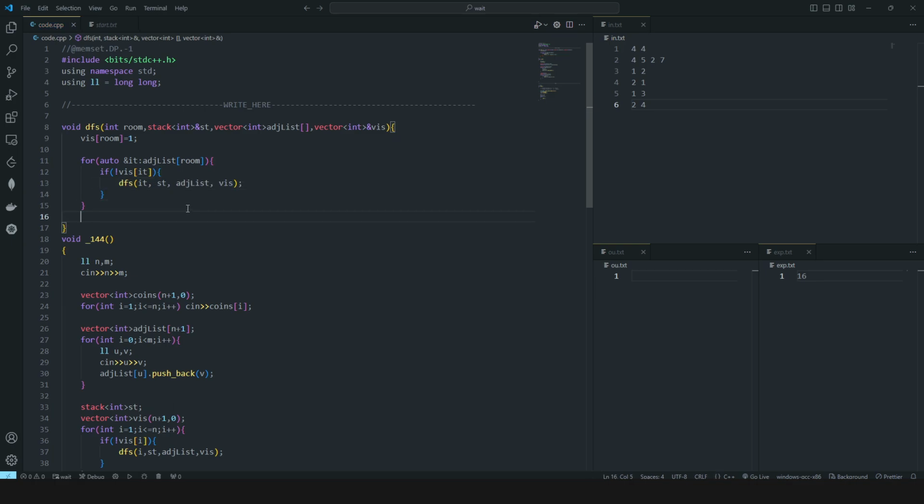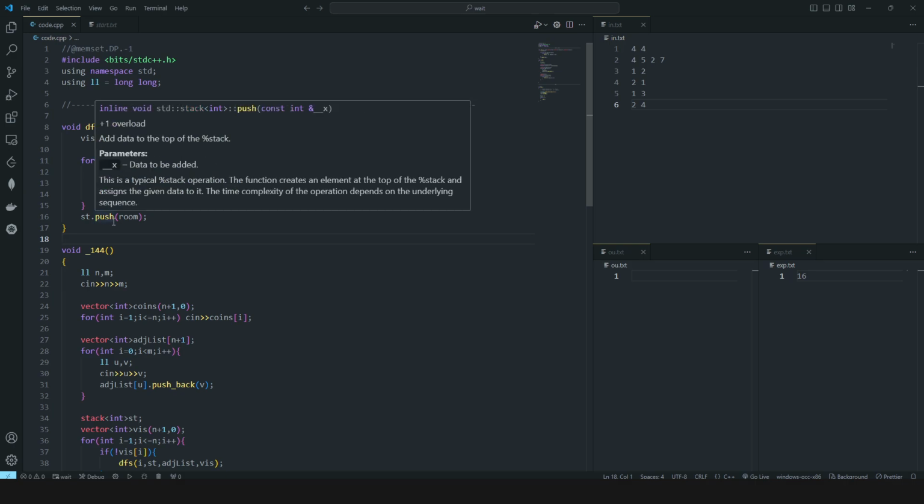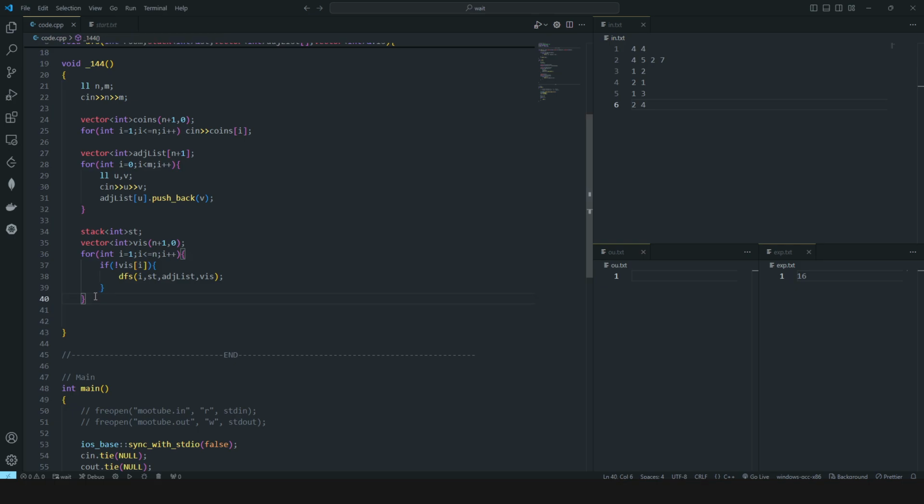And while backtracking, I told you to store this current room in the stack. So I'll be pushing this room value in the stack. So the main function of this DFS call was to ensure that the stack is filled in the order of timeout, right? That is the order of backtracking. So our stack is now filled, and after this has been done, what is our next task?